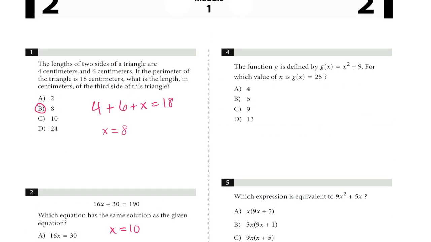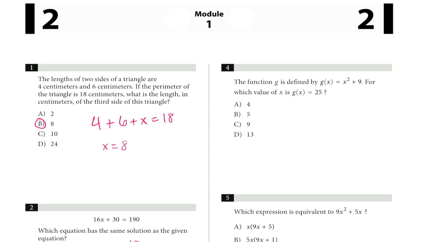All right, number 4. The function g is defined by g of x is equal to x squared plus 9. For which value of x is g of x equal to 25? So they're wanting to know what x is, and I'm saying it this way because the mistake is we actually make 25 be plugged in for x, but they're saying that g of x should be the 25. So wherever we see g of x, we're going to replace it with 25. So I'm going to think of this question as 25 equals x squared plus 9, because we don't know what x is, that's what the question's asking.